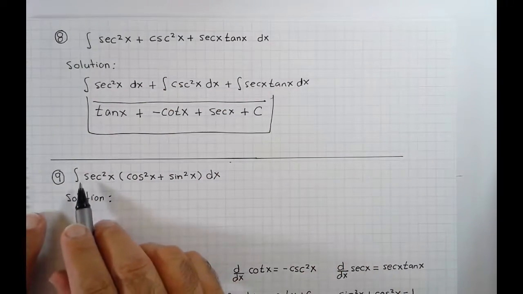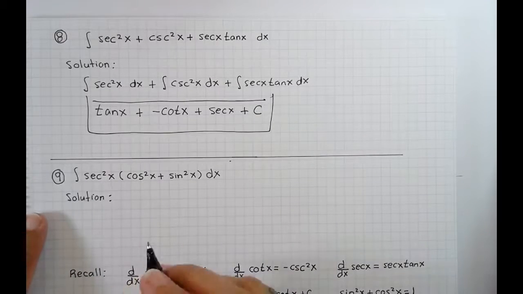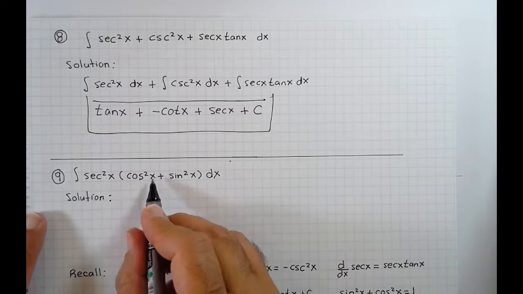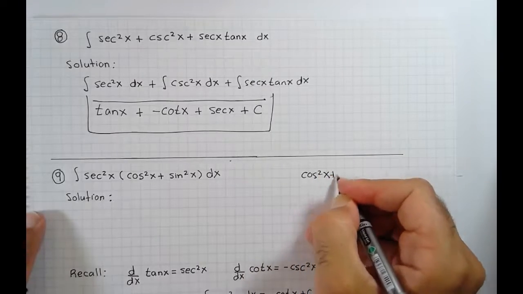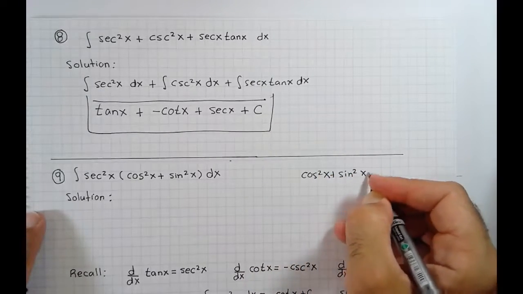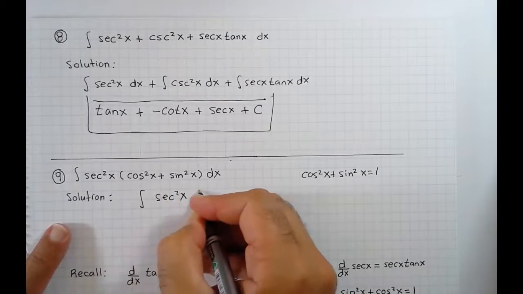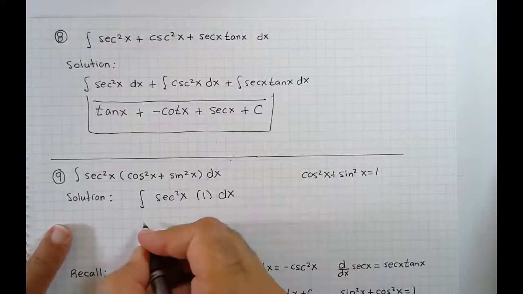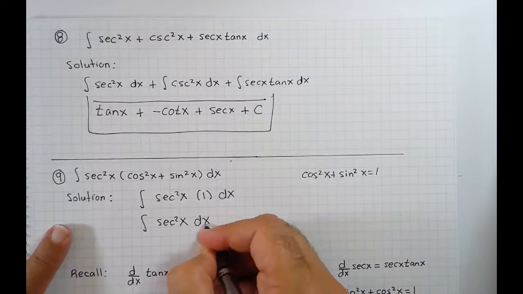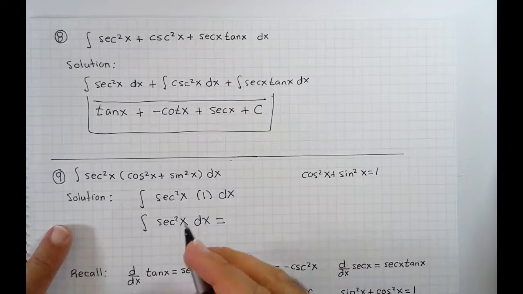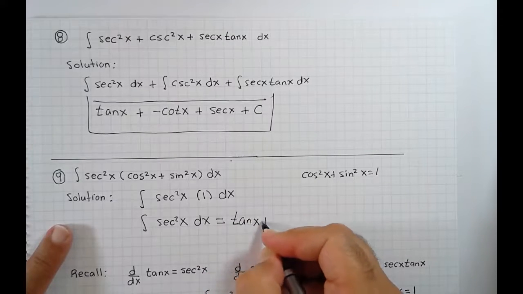Okay, let's look at the integral of secant squared x times cos squared x plus sine squared x in brackets. You will notice that this sum in the brackets is actually 1 because of a trig identity: cosine squared x plus sine squared x is equal to 1. So we can rewrite this integral as integral secant squared x times 1 dx. That's just the same as antiderivative of secant squared x dx, which is, what is a function whose derivative is sec squared? That's tangent x plus c.